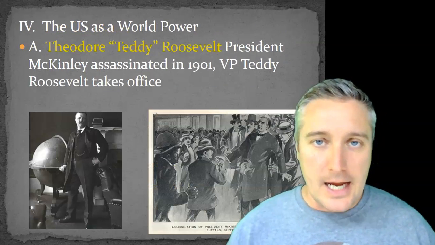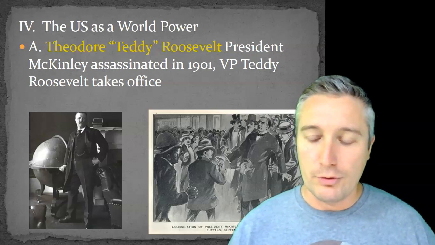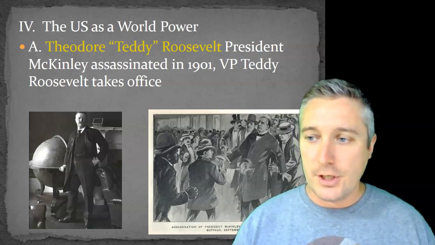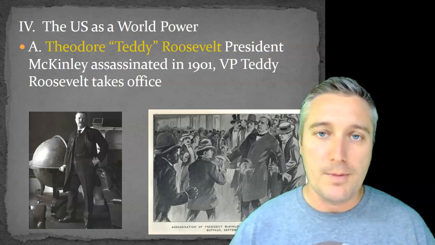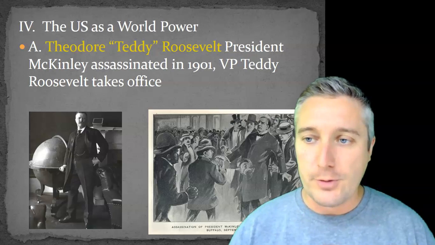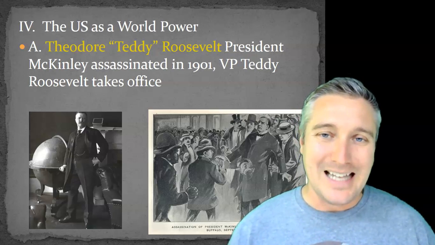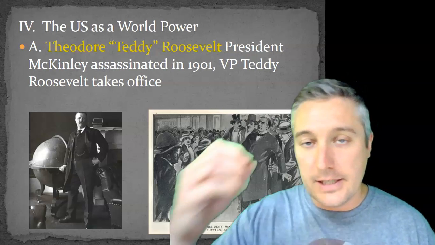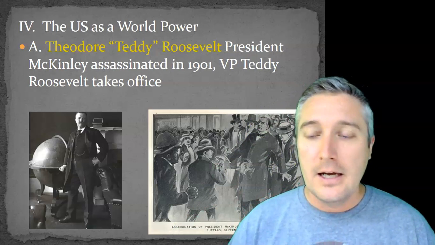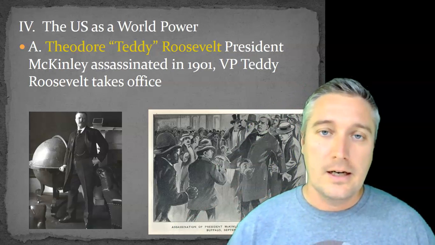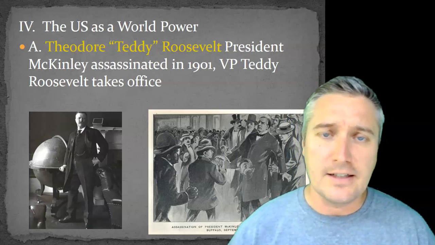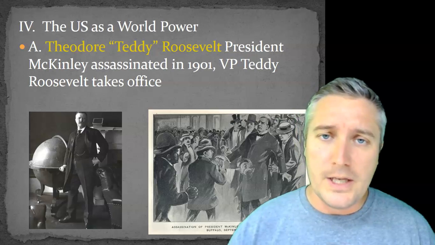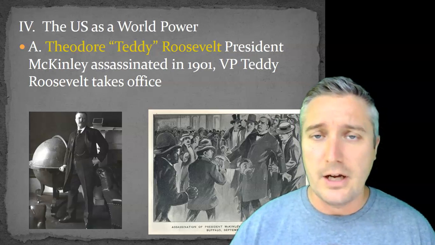So the United States is now a major player on the global stage. And this man was a big part of that. Teddy Roosevelt, we mentioned him as a war hero from the Spanish-American War. He became president in 1901. You have the assassination of William McKinley, the president that we talked about, elected in 1896 and then 1900. Teddy Roosevelt was vice president under McKinley.